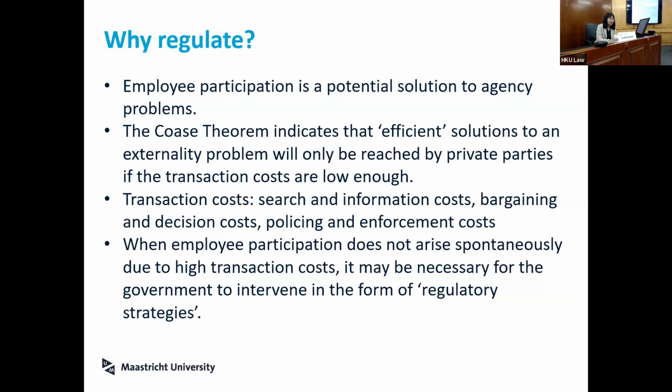So when employee participation does not arise spontaneously due to high transaction costs, it may be necessary for the government to intervene in the form of regulatory strategies, in the form of regulations. So that's why the government may need to issue regulations to regulate employee participation. Okay, so that's the economic justifications for employee participation.